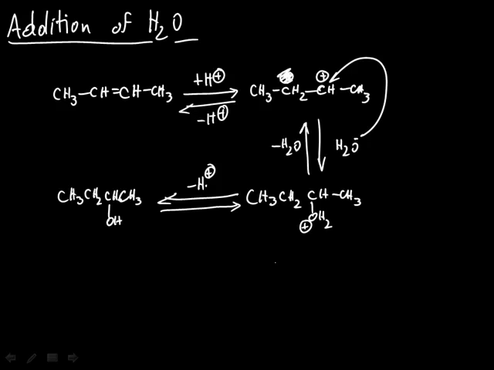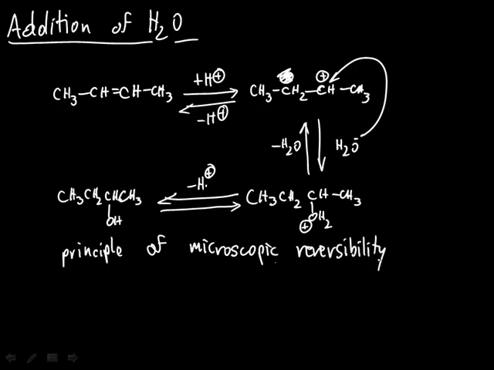And this is an illustration of the so-called principle of microscopic reversibility, which states that if a given reaction or a process in general goes through a certain sequence of steps on its way forward, the reverse process will go through the same sequence of steps, just in the opposite order, on its way backward. And the energies of the corresponding intermediates will be exactly the same.